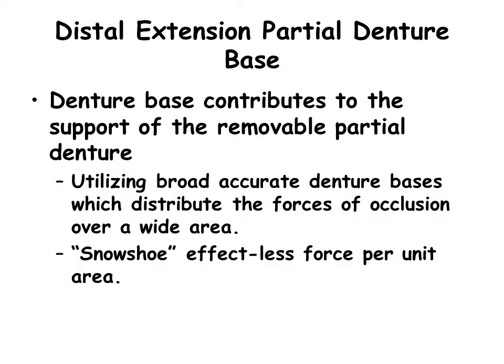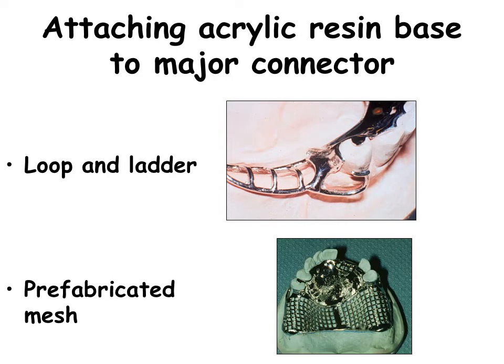The denture base contributes posterior support in the distal extension case. Biting forces on the base consist primarily of compression. To prevent undue pressure on any one small area, the base needs to cover as much of the supporting tissue as possible. This is referred to as the snowshoe effect. By having a broad coverage base, force per unit area is minimized. Acrylic bases are the default option for all distal extension partial dentures.